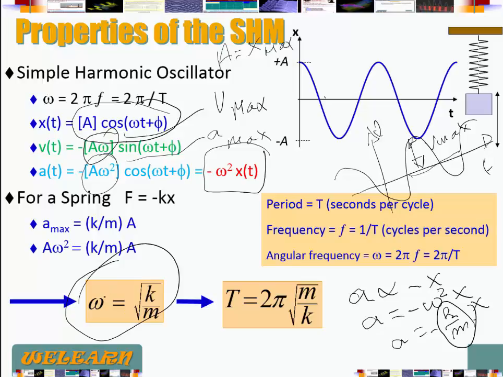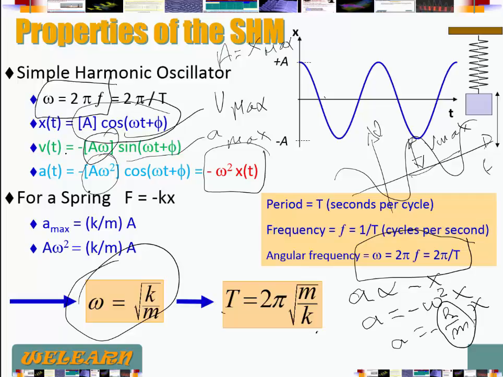If we know omega, since it's related to the period, we can find the period. We can find the frequency using the relationship omega is equal to 2 pi f, or 1 over T for the frequency. So in summary, for a spring mass system, x can be expressed as A cosine of omega t plus phi. I'll discuss phi later on.